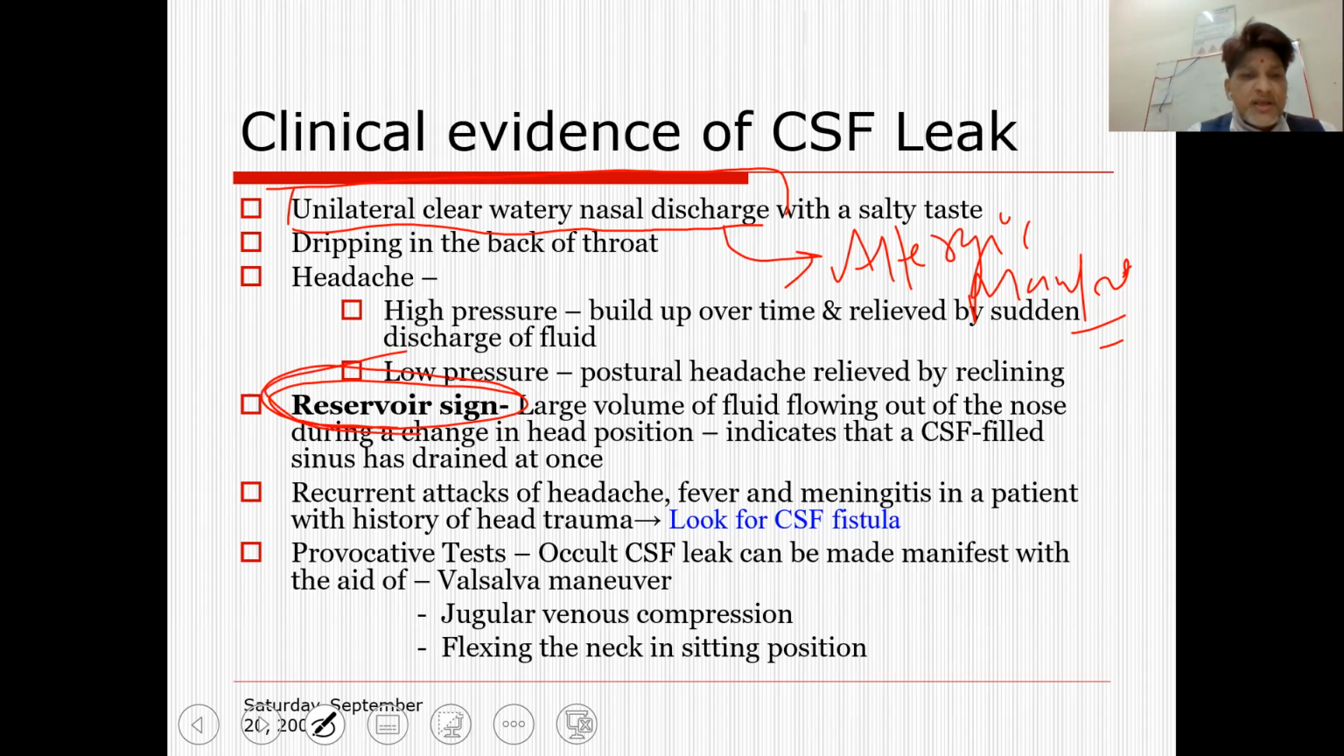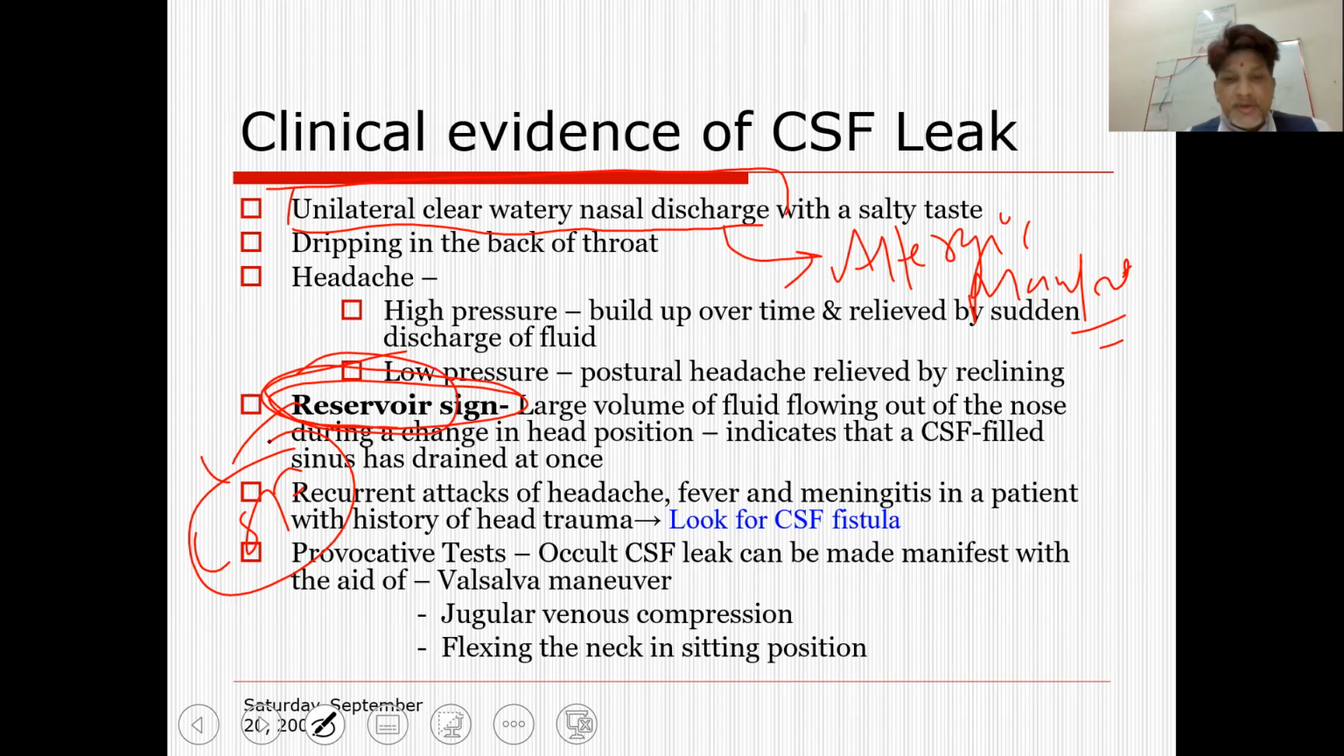Reservoir in the sense that you can make the nasal cavity a reservoir of the CSF for some time by bending backwards, collecting some CSF, and if you bend forwards, then suddenly with a gush, the CSF presents through the nasal cavity or anterior nasal aperture, or nostril. This is a very good clinical observation which may suggest the patient has a CSF leak. But this is not the only test you should do for the diagnosis of CSF rhinorrhea or CSF leak.